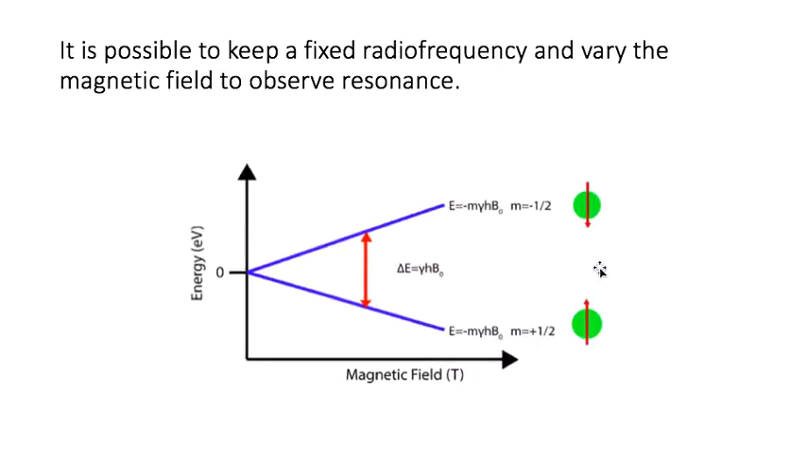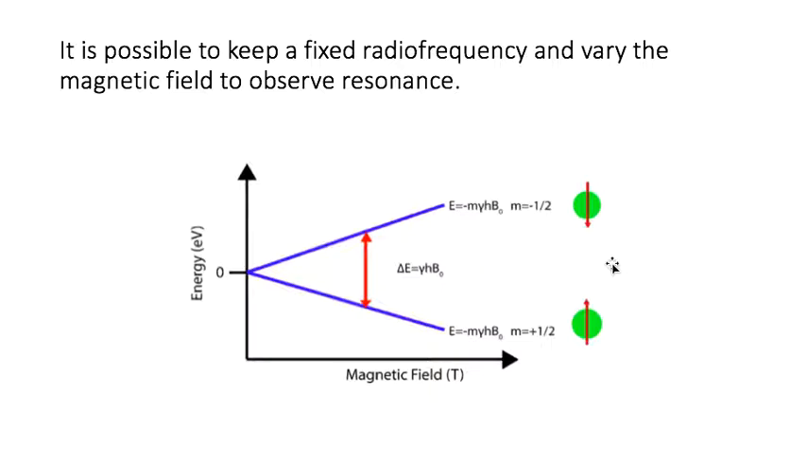It's also possible to just have one radio frequency and tweak the magnetic field. And so you'd have the radio frequency coming in, and as the magnetic field changed, poof, you'd have it so that it hits resonance. So it's really just that they have to match.